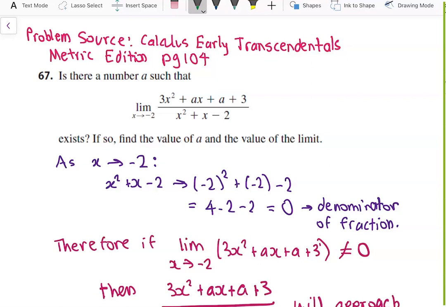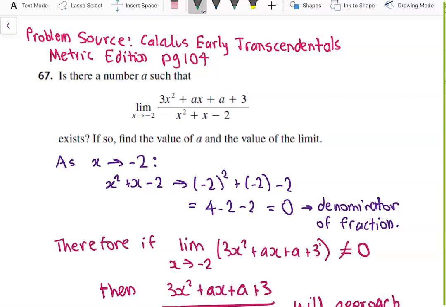In this video, we'll be having a look at whether there exists a number a such that the limit as x goes to -2 of (3x squared plus ax plus a plus 3) divided by (x squared plus x minus 2) exists. And if so, we have to find the value of a and the value of the limit.